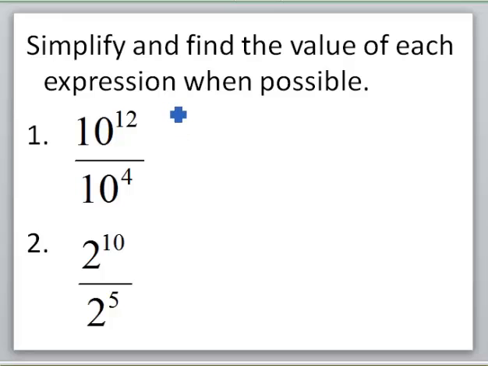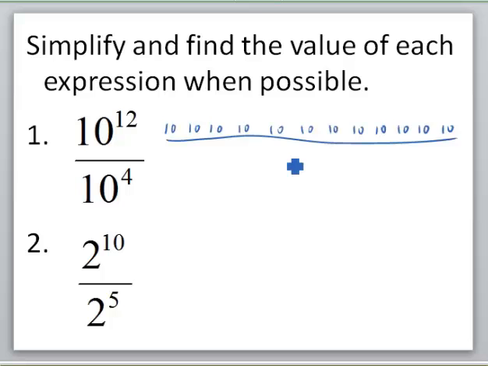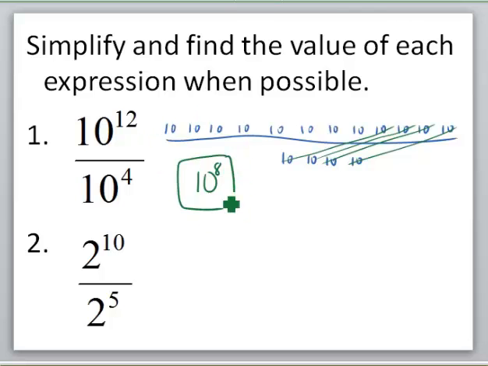This one's kind of bad to start out with just because there are so many 10s. I have 12 of them, but I'll write them out: 1, 2, 3, 4, 5, 6, 7, 8, 9, 10, 11, 12 10s. And on the bottom I have 4 10s. That means I can cancel a 10 for a 10 on each one of these, which gives me 8 10s left on top: 1, 2, 3, 4, 5, 6, 7, 8 10s. That is the logic behind why we keep the base and subtract our exponents.